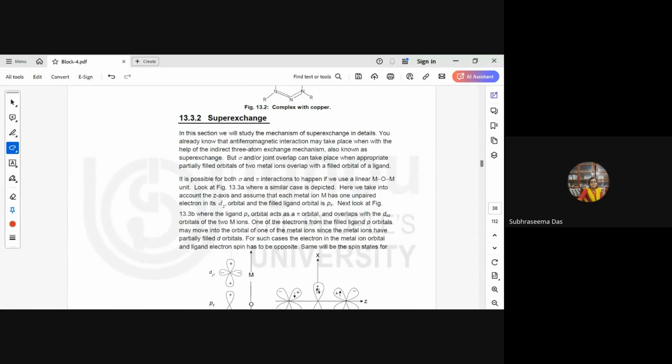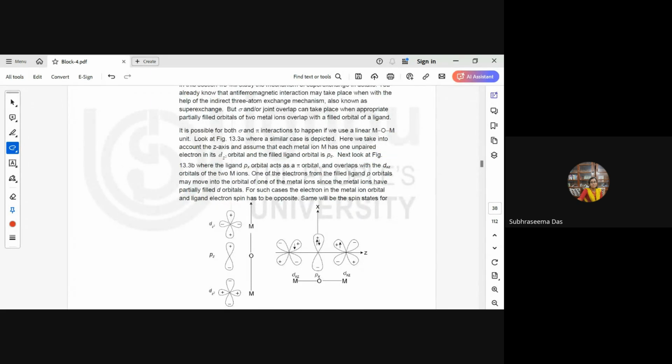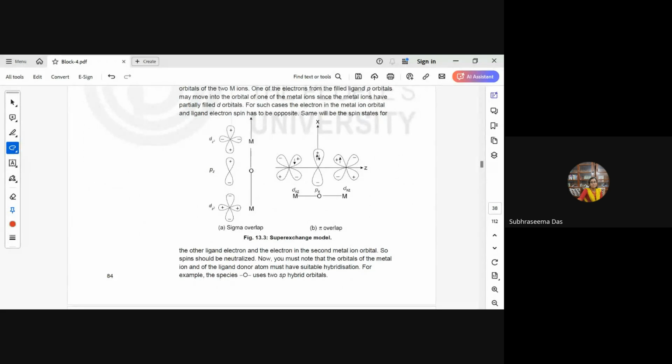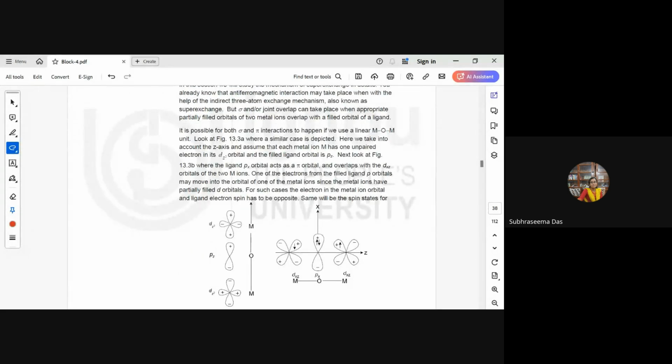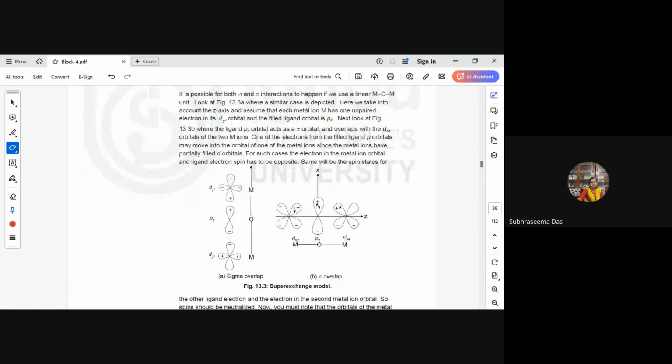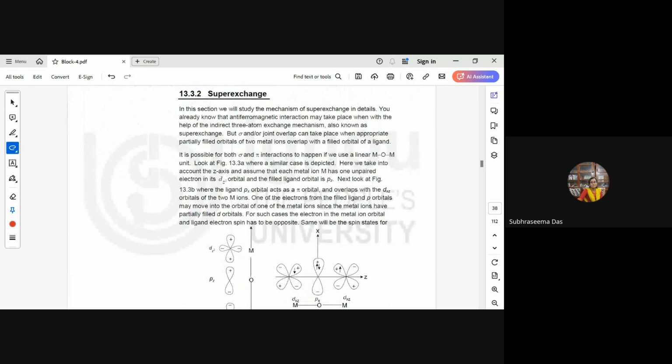Then coming to super exchange. The mechanism of super exchange, we know, leads to formation of an antiferromagnetic substance. Here it leads to the formation of both sigma overlap and pi overlap. When we look into figure 13.3, it depicts sigma overlap and pi overlap for the super exchange model.